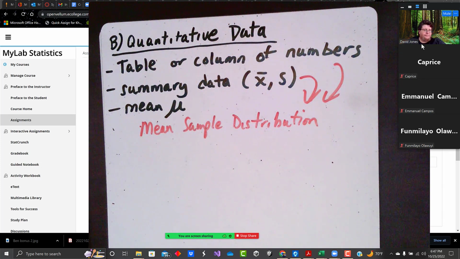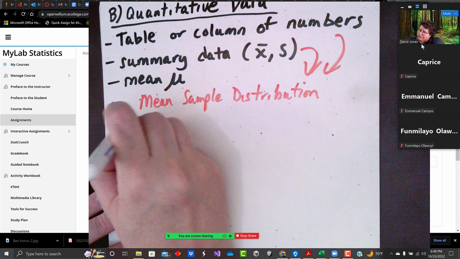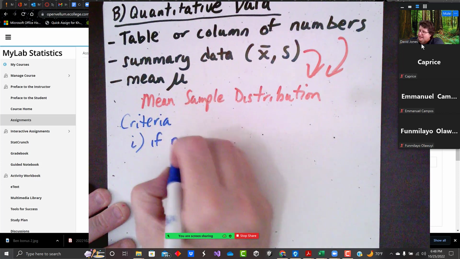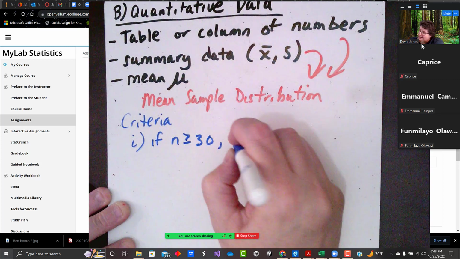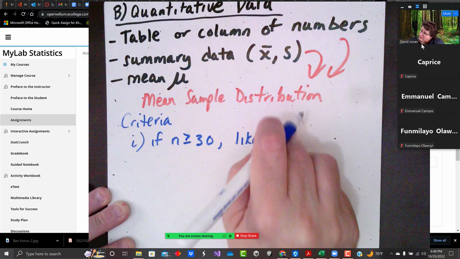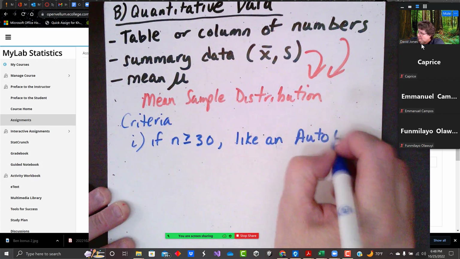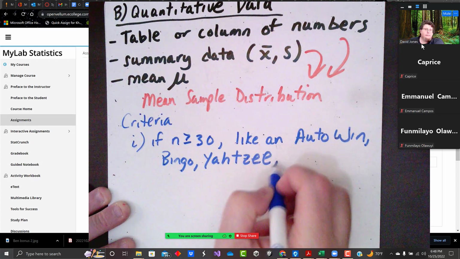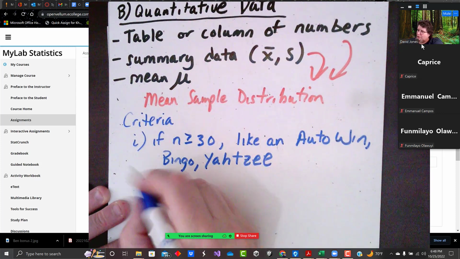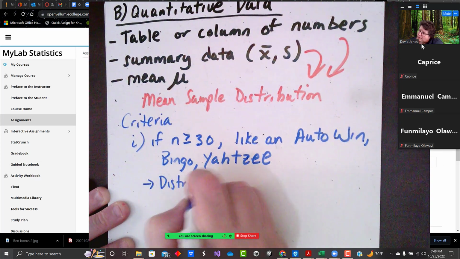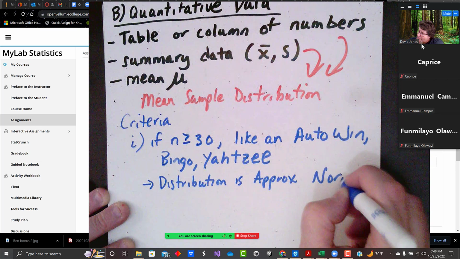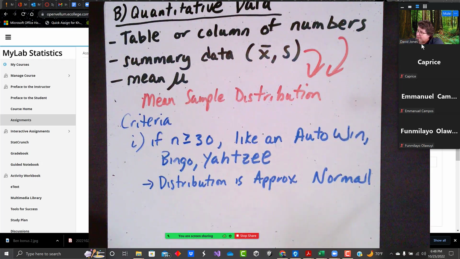And so we had criteria for that. At this point, we had two criteria. One: if n is greater than or equal to 30, this is like an auto win. Bingo, Yahtzee, whatever you want to call it. It means that the distribution is approximately normal. And that's what we're looking for. We want an approximately normal distribution.